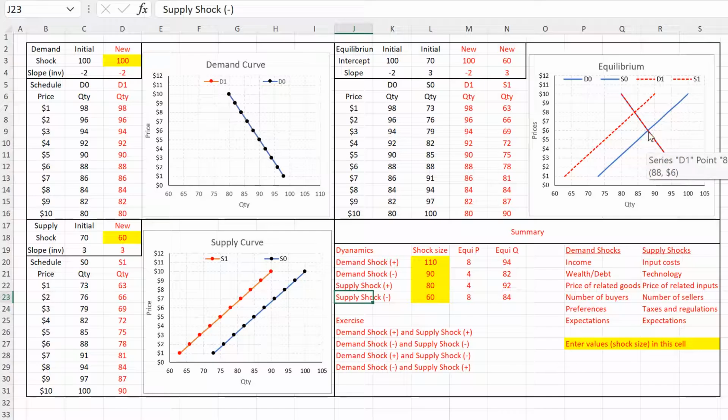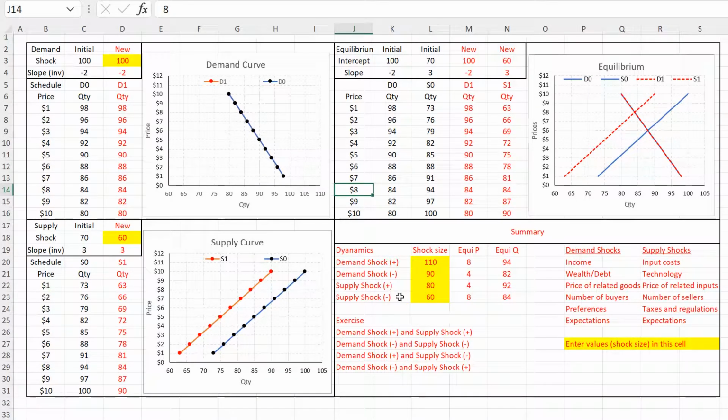What does it mean for equilibrium quantity? Well, the equilibrium quantity initially was 88 units. You can see over here at $6 the equilibrium quantity was 88, but now the equilibrium quantity is 84 at $8. So the price has gone up and the equilibrium quantity has gone down. And that makes intuitive sense. It costs more dollars to manufacture this product, and hence the price of the product will go up and also lower the quantity demanded for that product, right? Because as price goes up, the quantity demanded would go down.